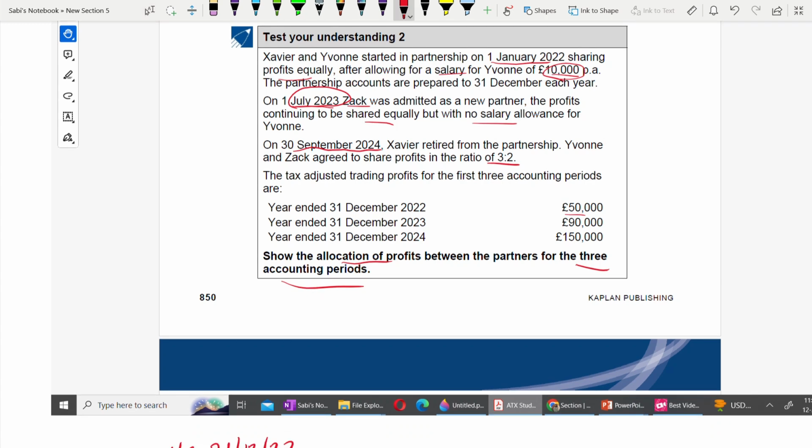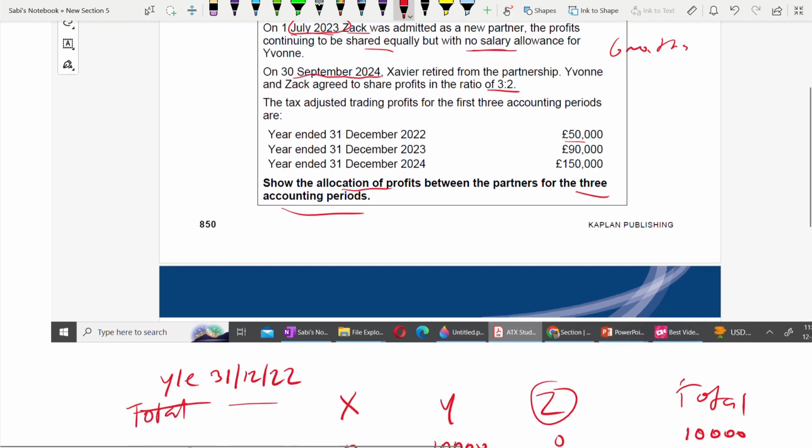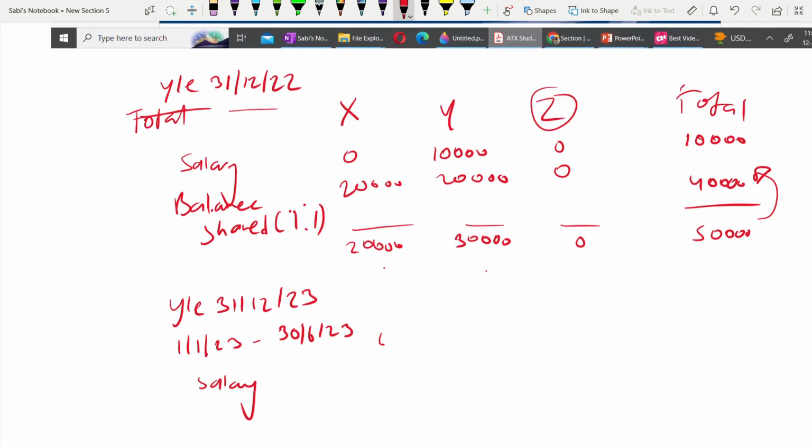See, from 1st of July only there is no salary allowance. But before that, from 1st of Jan to 30th June, there's a salary still. Okay. And here, this salary is 10,000. It's per annum. But since this is only for 6 months, salary will be divided by 2. It's a half of it. So 5,000 salary you will get. Okay. So 0, 5,000, 0, and the total is 5,000. The salary. Okay. Now the balance is shared.